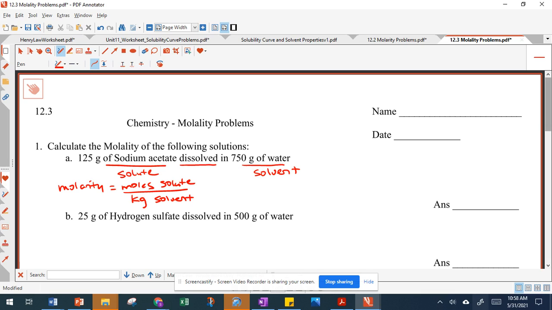Just remember for water, 1 kilogram is equal to 1 liter, to help you go between grams and kilograms, and also if you're given liters, to easily get it into kilograms. These problems are very similar to your molarity problems, so try these, see how you're doing, and see if you have any questions.